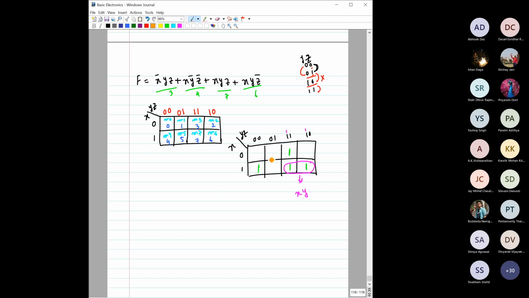Right? Let's take a group of this. So when you are taking a group of these two, here the x value is changing, so x value is not there. The yz value is constant at 1, 1. So it becomes only yz. Can we make any other group here?